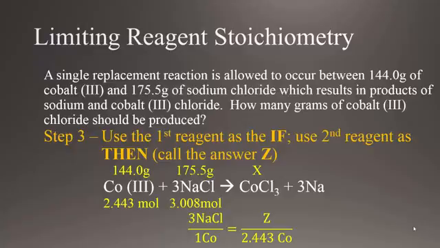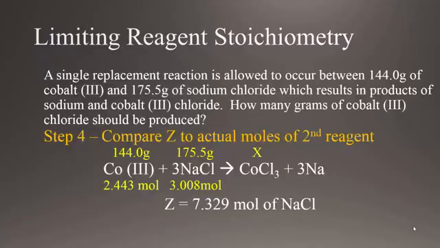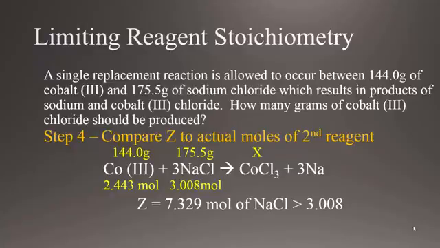So now I'm going to see how much sodium chloride I really need. So I set up the ratios, cross multiply and divide, and I get Z equals 7.329 moles of sodium chloride. I'm going to compare that to the actual moles, and I see that 7.329, the amount that I need, is greater than the amount that I have, and so the sodium chloride is the limiting reagent. And so notice, even if you have more moles of a substance, it can still be the limiting reagent. You have to go through all the steps. So there's my limiting reagent circled.